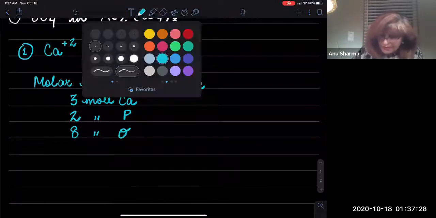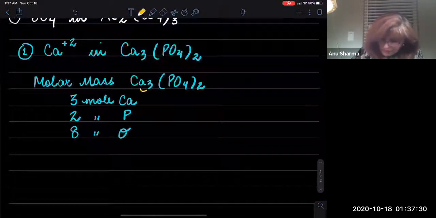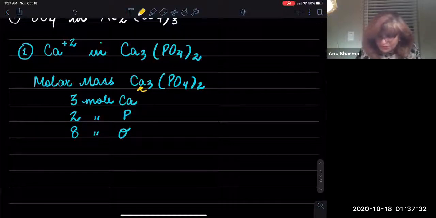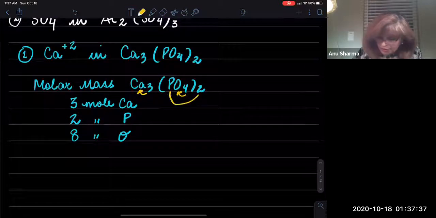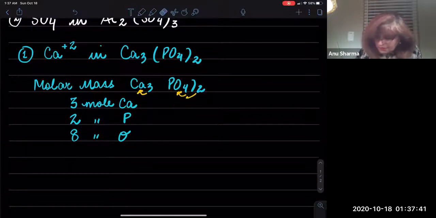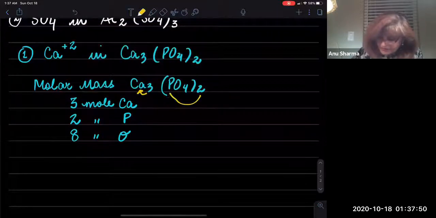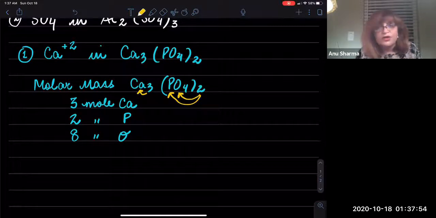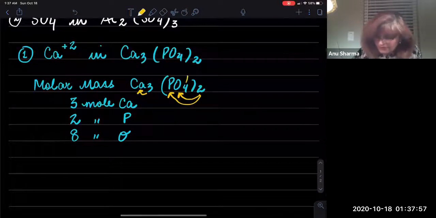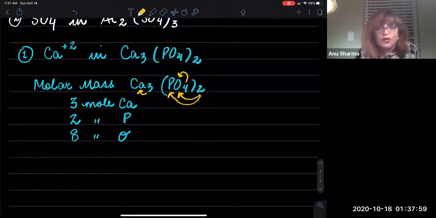So always remember that this number only applies to calcium. This 3 only applies to calcium, 4 applies to oxygen, 2 applies to phosphorus, and 2 applies to oxygen as well. So let me put it better. The 2 outside the parenthesis spreads out and applies to both phosphorus and oxygen. And then the 4 only belongs to oxygen.